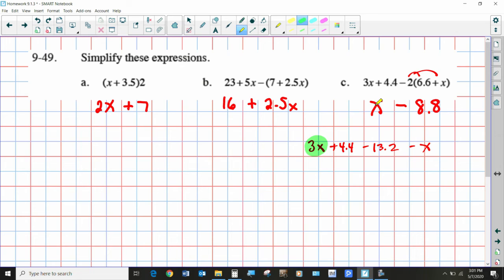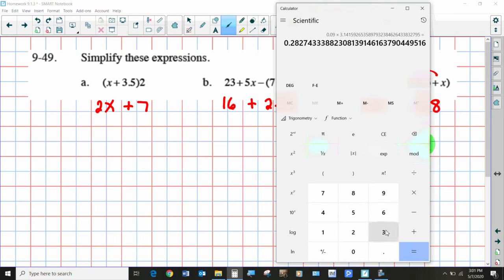Ooh, I think I might have made a mistake there. Should that be 2x's? I think it should. So 2x's minus, did I make any mistakes here? What's 13.2 minus 4.4?